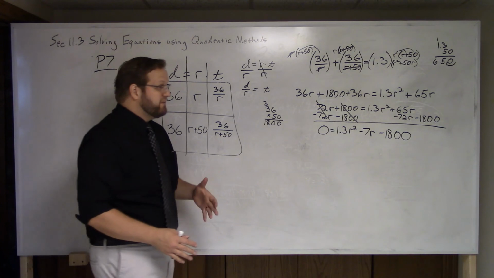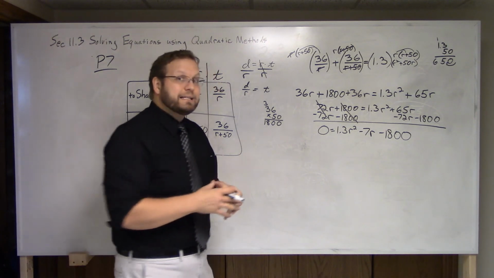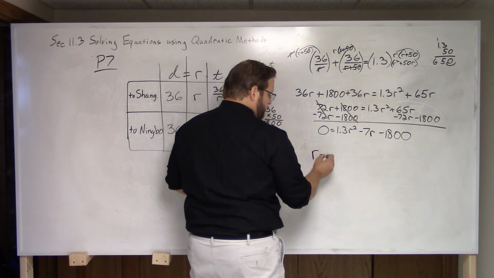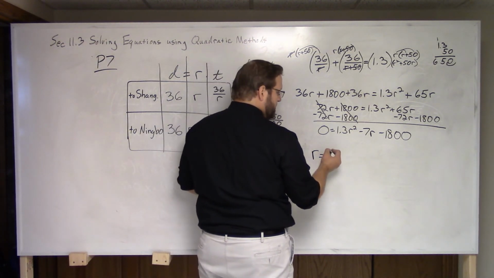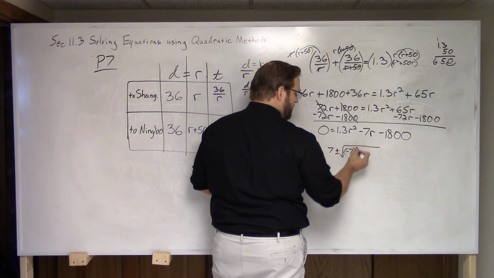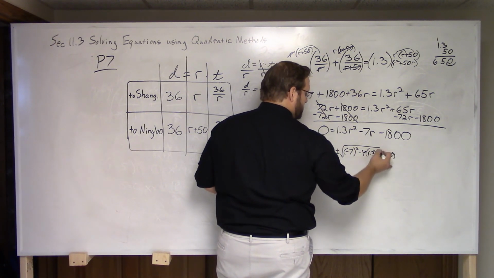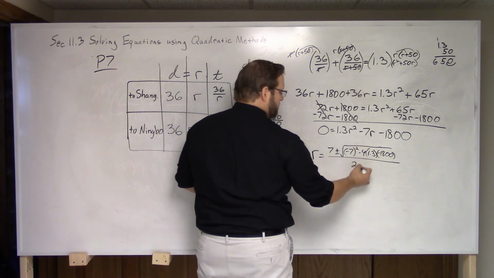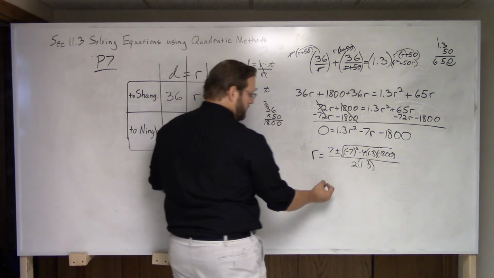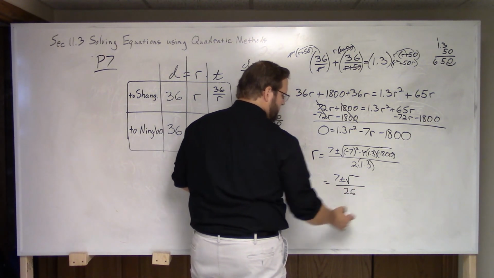Now, this is a situation where I would most definitely just go right into the quadratic formula. I wouldn't spend too much time trying to clean that up with factoring or anything. Not to say it's not possible, but I would just go right to it. So, I'm looking for r this time. Okay? Opposite of b is a positive 7, plus or minus the square root of negative 7 squared minus 4 times 1.3 times negative 1800, all over 2a. 7 plus or minus the square root of something over 2.6.